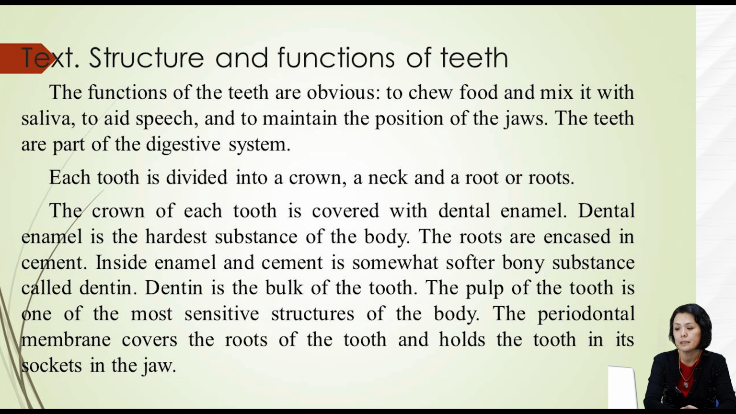Inside enamel and cement is a somewhat softer bony substance called dentin. Dentin is the bulk of the tooth. The pulp of the tooth is one of the most sensitive structures of the body. The periodontal membrane covers the root of the tooth and holds the tooth in its sockets in the jaw.